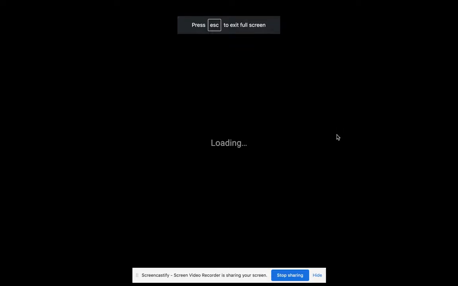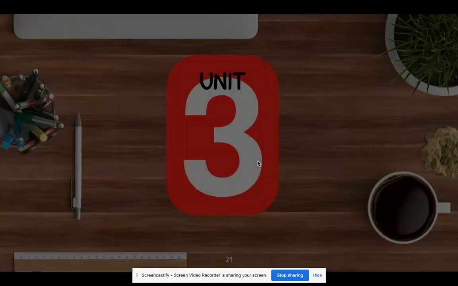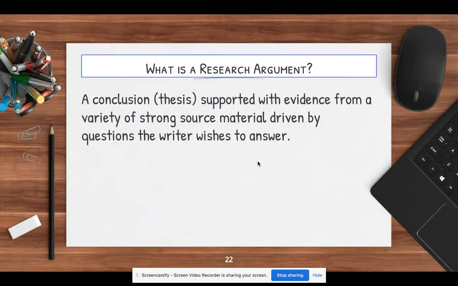Welcome to Unit 3. This unit is entirely focused on the research argument. So to begin, we need to talk about what even is that. And I think it might seem a little silly, like, well, it's an argument that you research. Yeah, but what does that really mean?